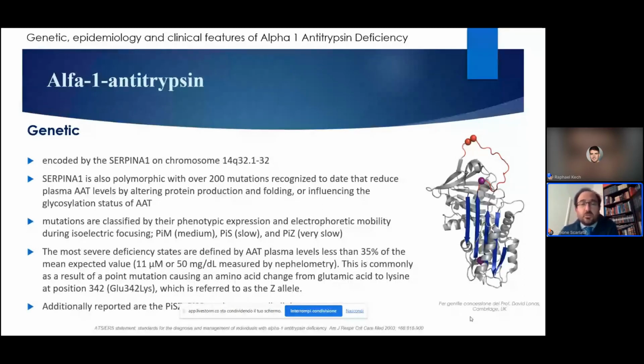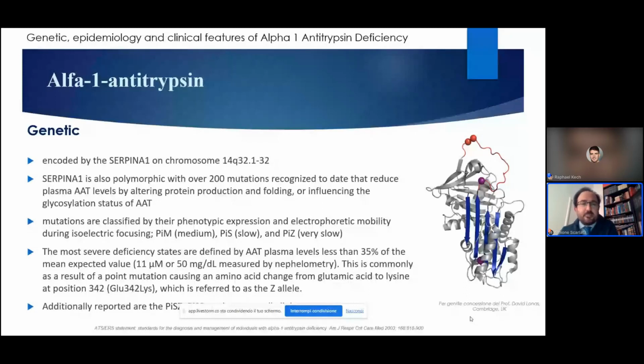So we are used to define the normal phenotype as the PiM, and then we define the commonest pathologic phenotypes as the PiS and the PiZ, that we are going to see more in focus briefly. It's very important to say that we need to have a reduction in plasma levels below the threshold of 35% to be able to define a severe deficiency state.